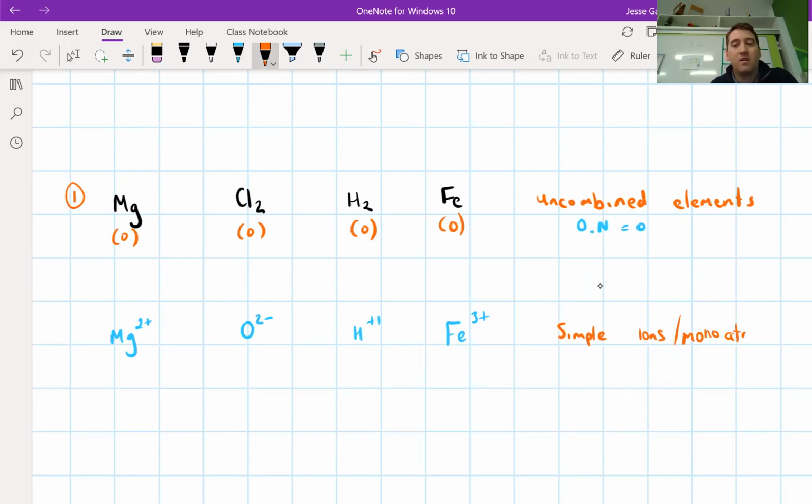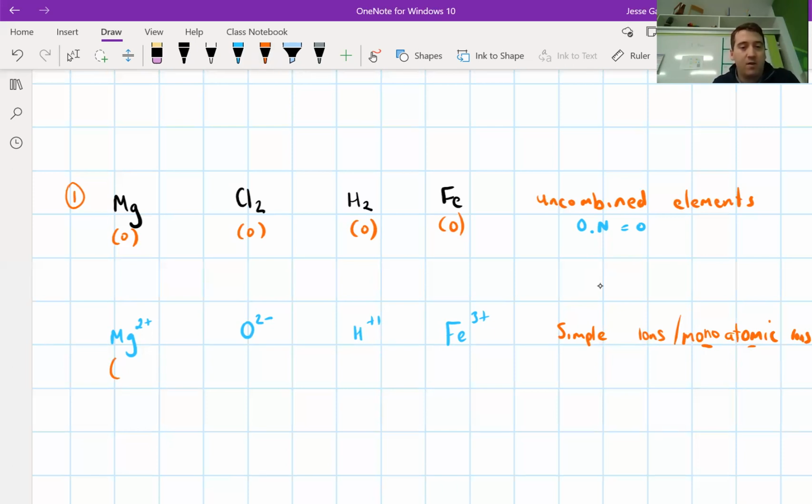or monoatomic ions. And the rule here is that they just have an oxidation number equal to the charge on the ion. So here we go. This has an oxidation number of +2. So it has lost 2 electrons.